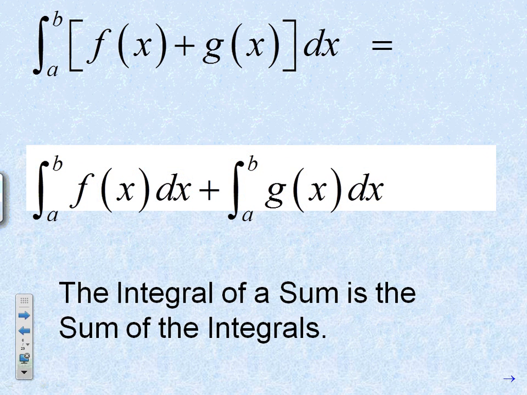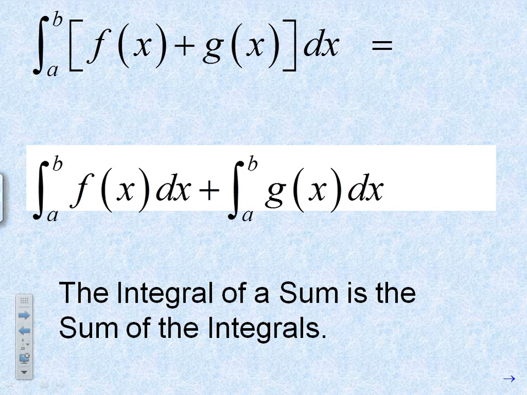Okay, the integral from a to b of f plus g is the integral from a to b of f plus the integral from a to b of g. We'll write that as the integral of a sum is the sum of the integrals. Of course, it works for differences as well, that is subtraction. One way you could interpret this is to say that the integral symbol distributes over addition and subtraction. The integral symbol will not distribute over multiplication and division in the same way that derivatives didn't.